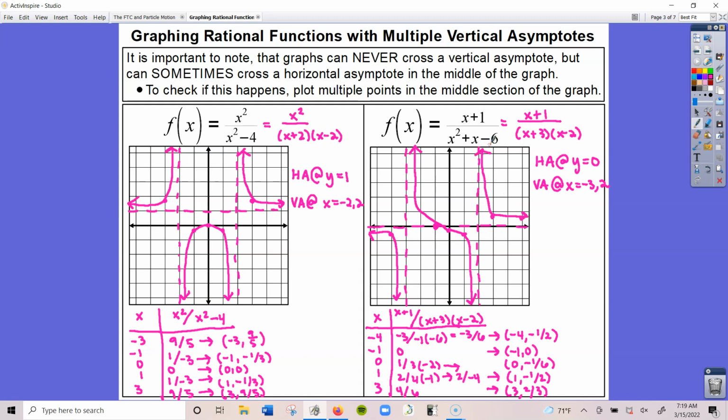So you have two cases of horizontal asymptotes when you have multiple verticals. Here, when it doesn't cross, it ends up looking like a parabola. But here, when it does cross, this middle section almost looks like the cubic function since it's got that elongated S look. So when you have multiple verticals, always test multiple points for the middle section so you can double check whether it's going to cross the horizontal or not.